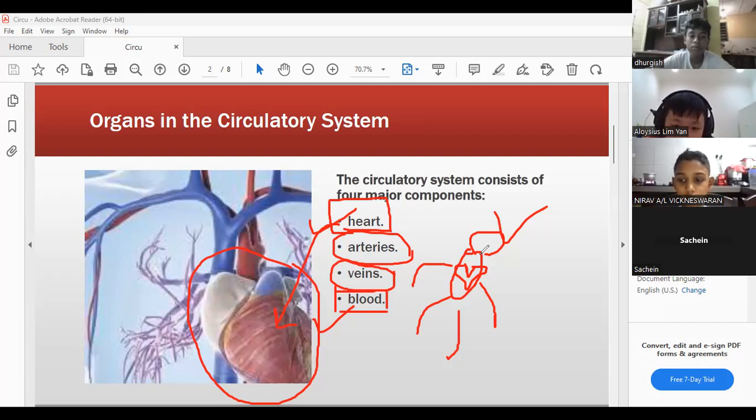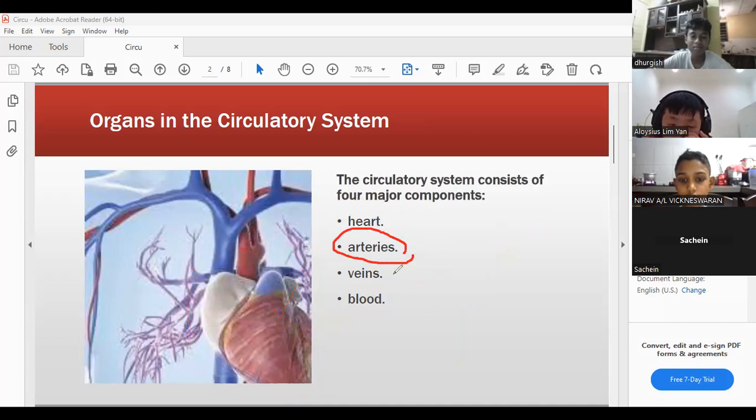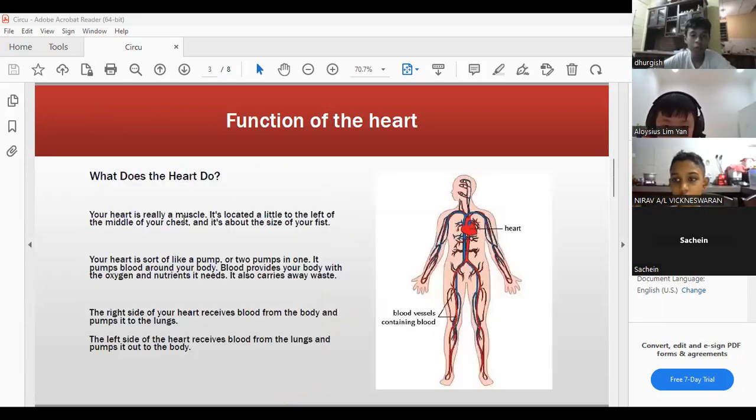Now, there are two words on the screen. Okay, there are two words here called arteries and veins. Later we will explore what these arteries are and what these veins are. All right, are you ready to go on? So far so good. Okay, let's move on.